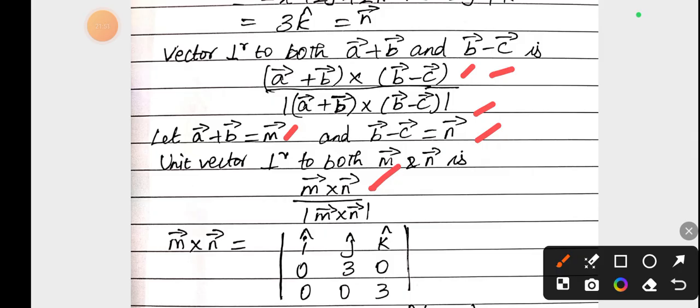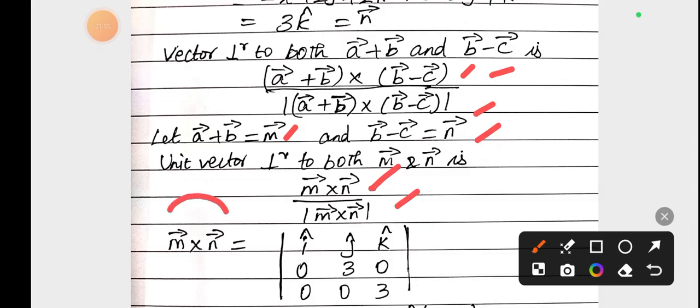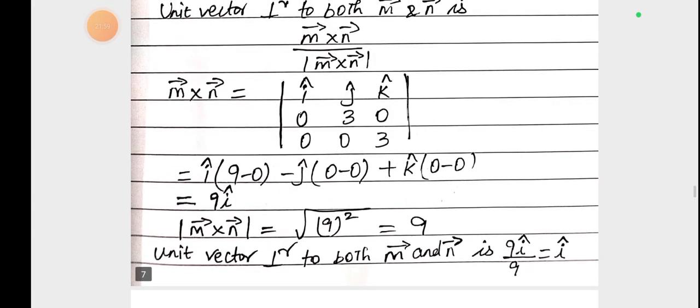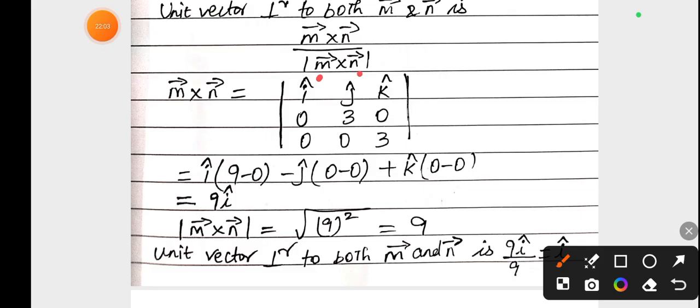That's it. Make it simpler. Okay? So m vector cross n vector I am doing separately. The good news is we have more zeros, so our work is easier. Just write i cap, j cap, k cap. What is the m coefficient? 0, 3, 0. What is the n coefficient? 0, 0, 3.